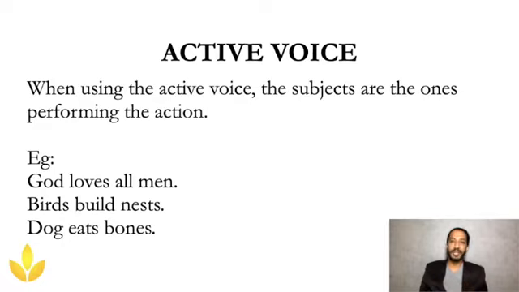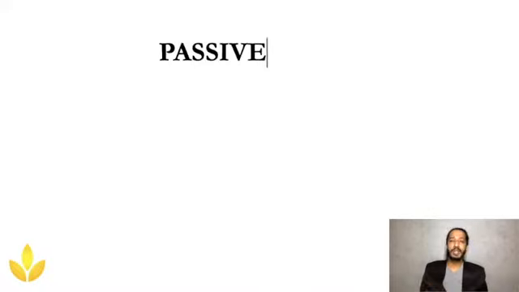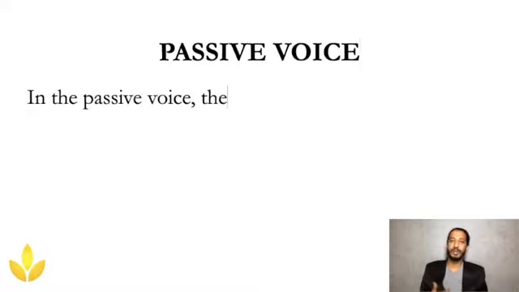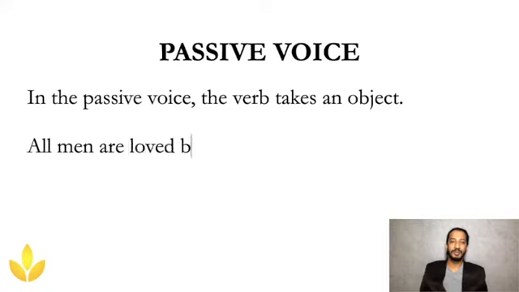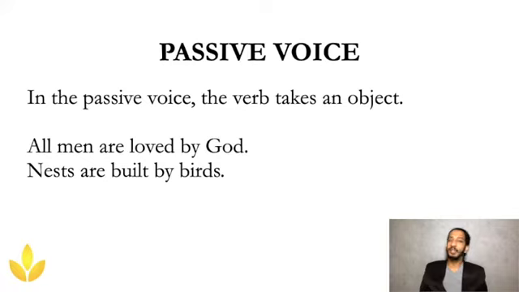So, if this is active voice, what is a passive voice? In the passive voice, the verb takes an object. The examples here again will make it easy for you to understand. So, all men are loved by God. Nests are built by birds. Bones are eaten by dog.